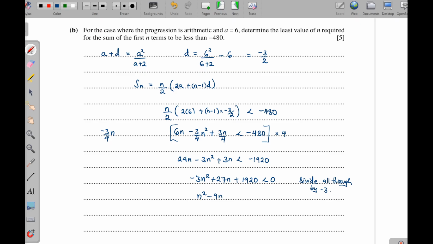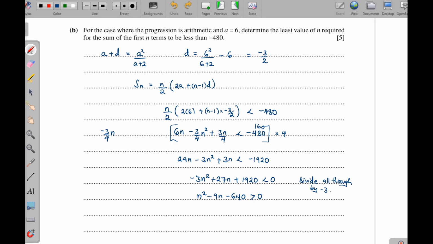Minus 9n. First of all, when you divide 1920 through by 3, you get 640. So we shall get minus 640. Now that one is going to be greater than 0, because whenever you divide an inequality by a negative, or multiply all through by a negative, the sign has to change. So it will be greater than.